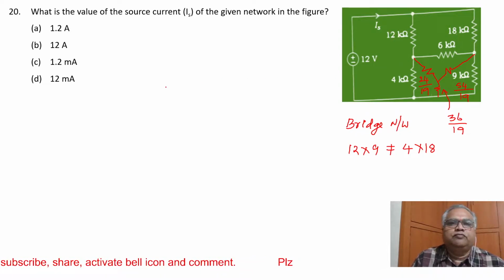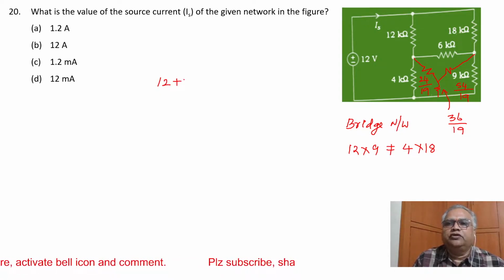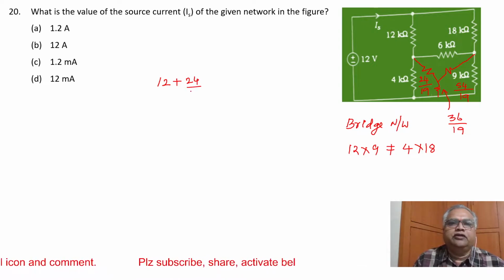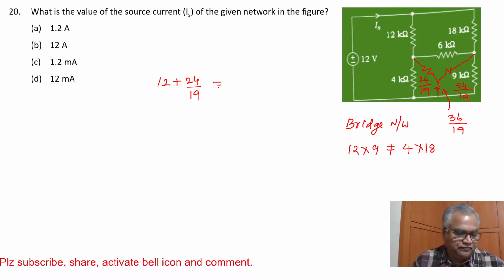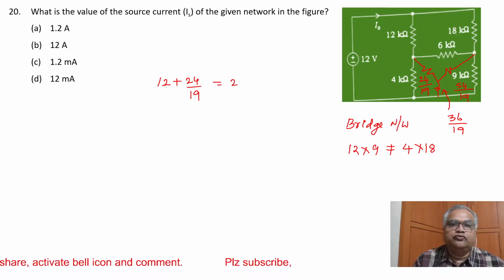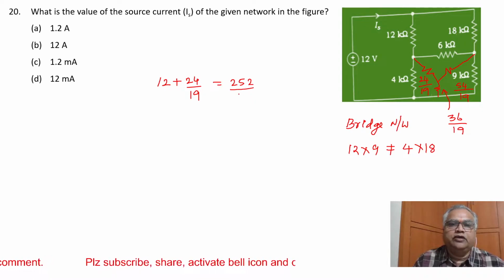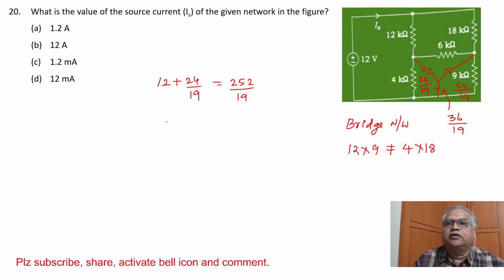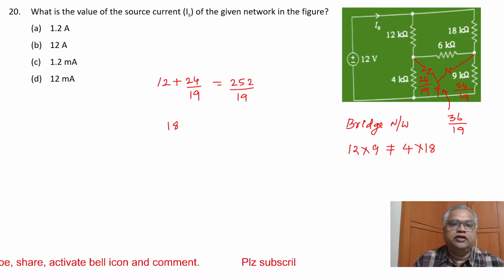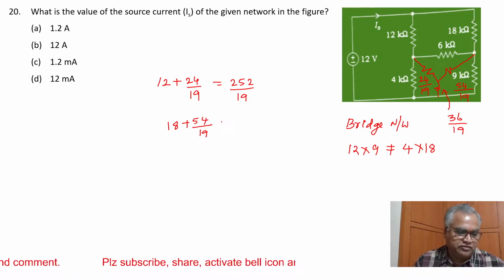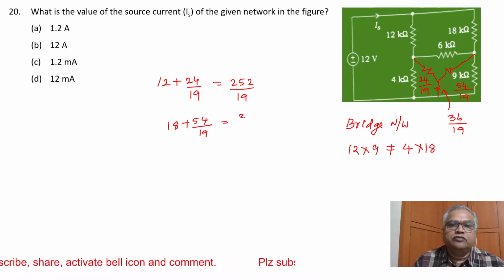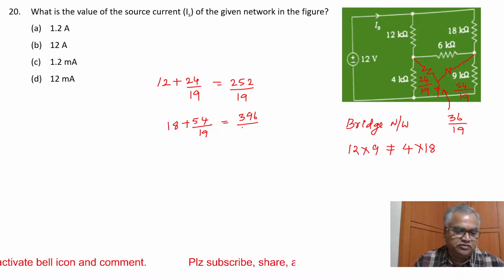Now this 12 and 24 by 19, they are in series. So what is this value? 252 by 19. Then 18 plus 54 by 19. This will be 396 by 19.